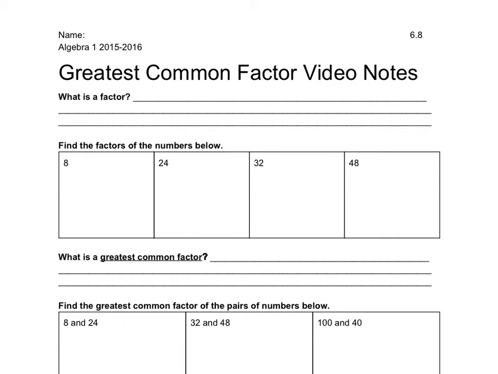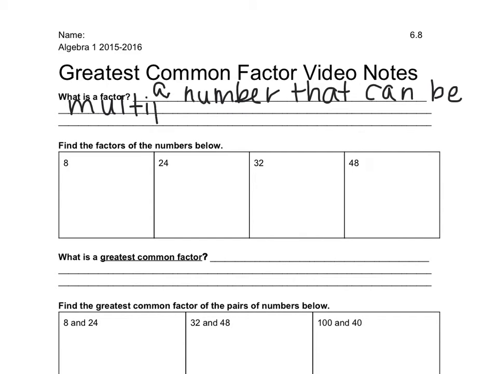First thing we need to do is review what a factor is. A factor is a number that can be multiplied to get another number. And you've worked with factors before, but sometimes we mix up factors with multiples.